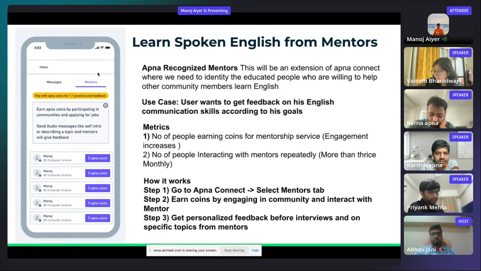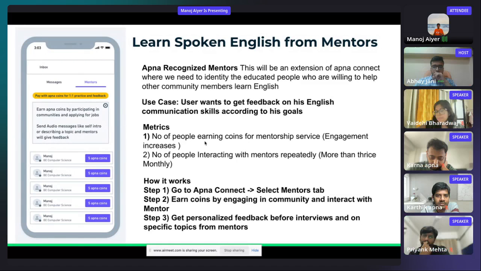So here we have curated the people who want to help others, so that they need not search through other random people asking whom can I ask my doubt. We curate them, we help them. These are the people who are ready to help you. So how will we measure it? Number of people earning coins for mentorship service. As a result, engagement increases and the number of people who interact increases.